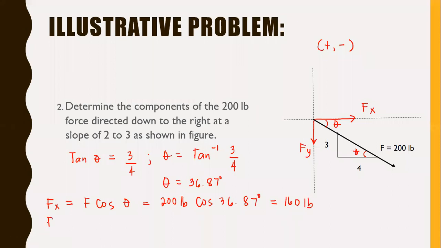Now for Fy, we have Fy equal to F sine theta, which is equal to 200 pounds times sine 36.87 degrees. Therefore, this one is equal to 120 pounds. Since your Fy is lying on the fourth quadrant, your y is negative.